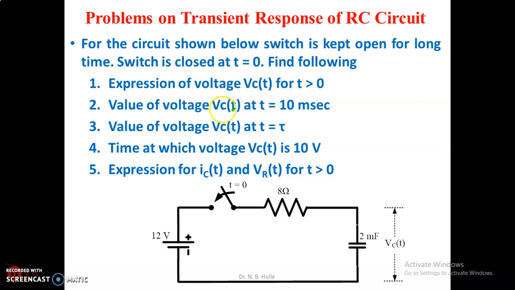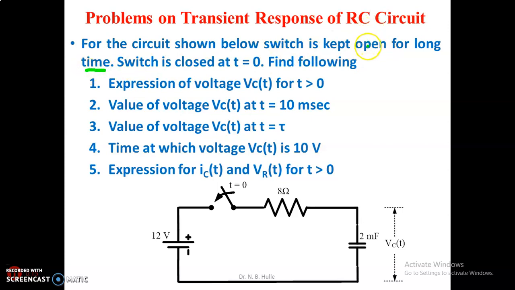Second, the value of the voltage Vc of t at t is equal to 10 millisecond. Third, the value of the voltage Vc of t at t is equal to tau, and the time at which voltage Vc of t is 10 volt. And finally, the expression for Ic of t and Vr of t for t greater than 0. In this case, the switch is kept open for a long time.